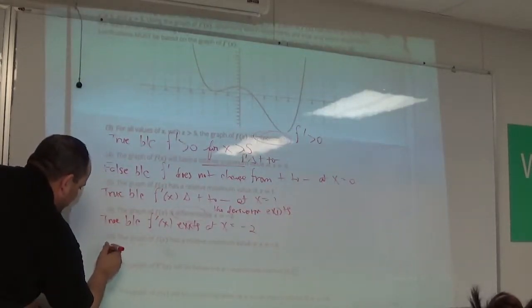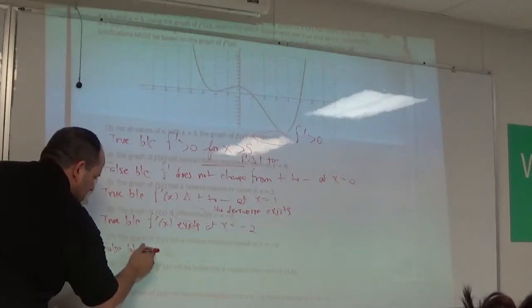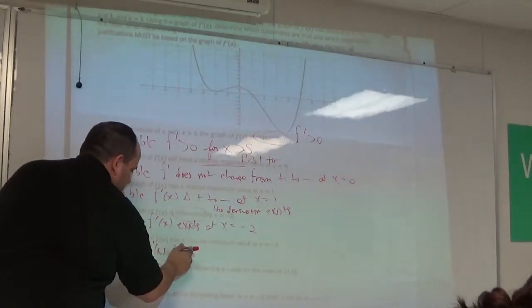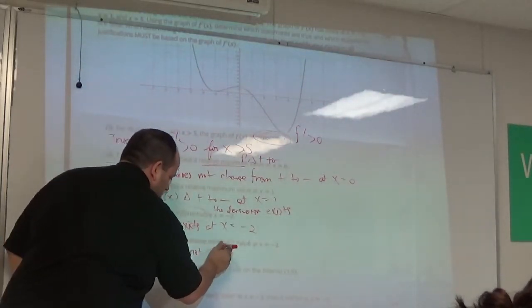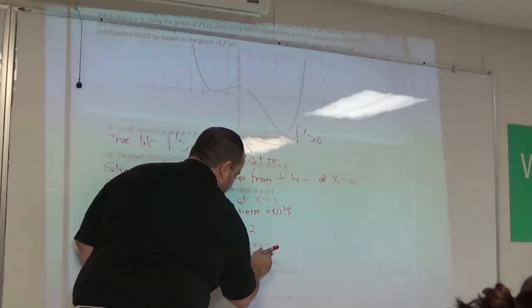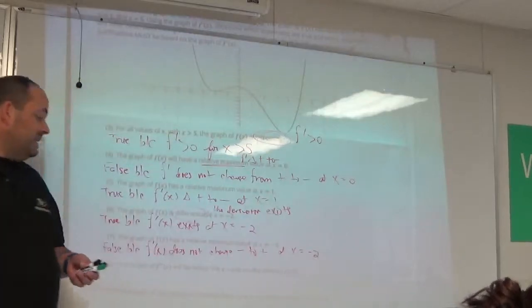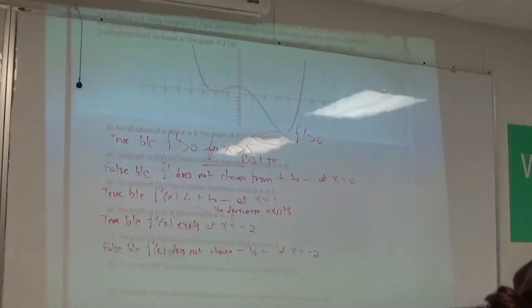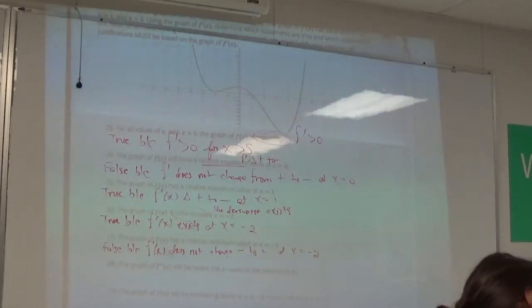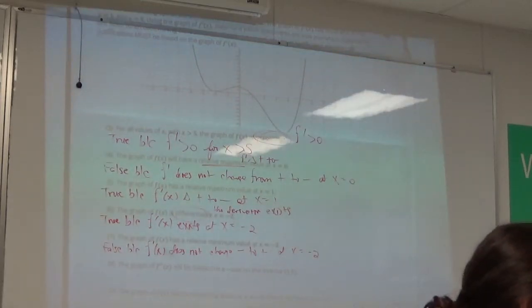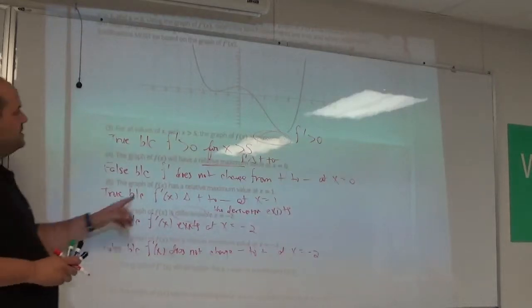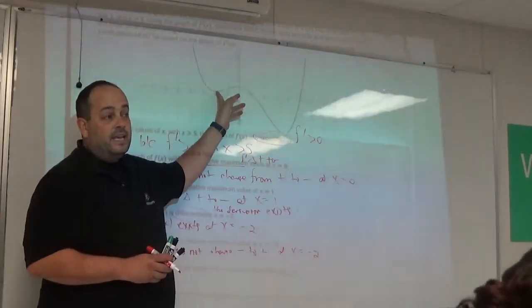This is false because f prime of x does not change from negative to positive at x equals negative 2. Now, if you're really astute, if you're really in the game here, you know what kind of point f has at x equals negative 2. Look at f prime. F prime is equal to 0 at negative 2.